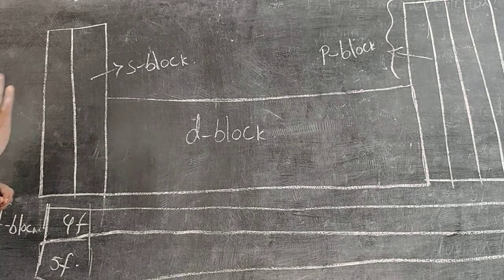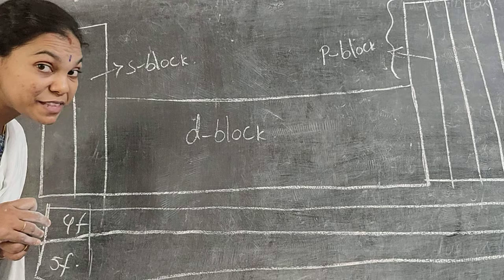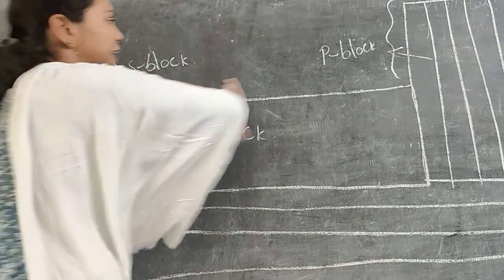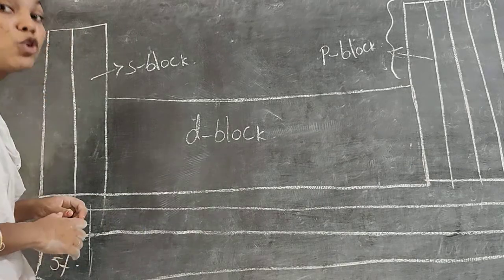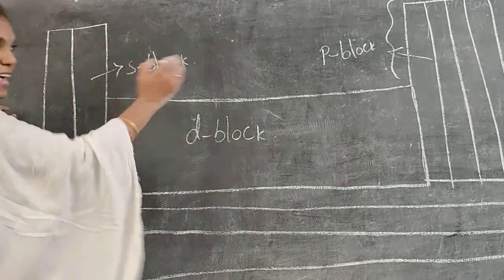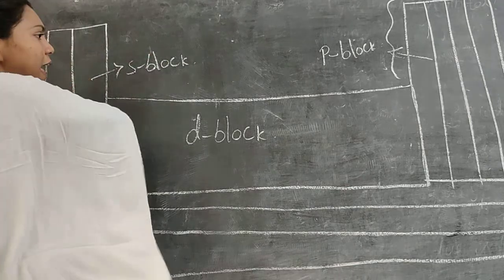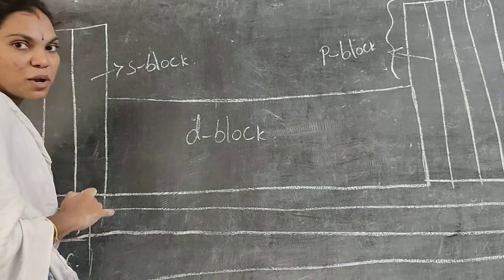This is the general diagram showing the periodic table with its elements. These S, P, D, F blocks are again divided into different groups and periods. The horizontal row is called a period. The vertical column is called a group. From top to bottom is a group. From left to right is a period. Do you understand? The horizontal row is known as the period. The vertical column is known as the group.